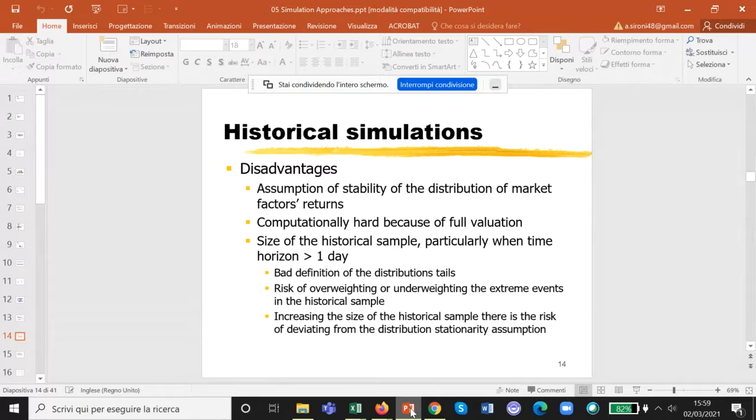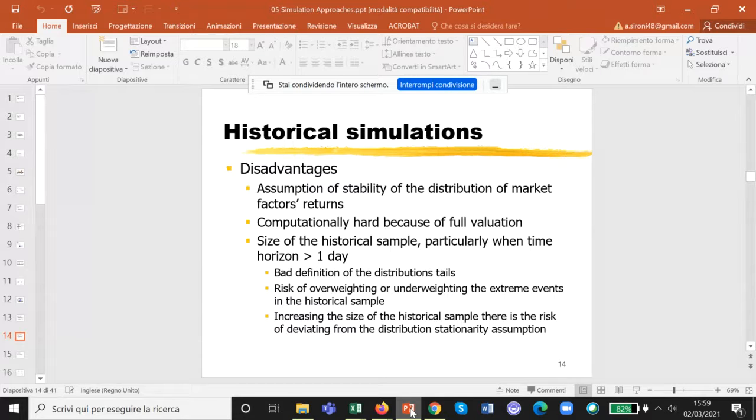So there is this trade-off between using a long enough historical sample so that we can define the tails well, but if we use a long historical sample, then the stability assumption is violated.